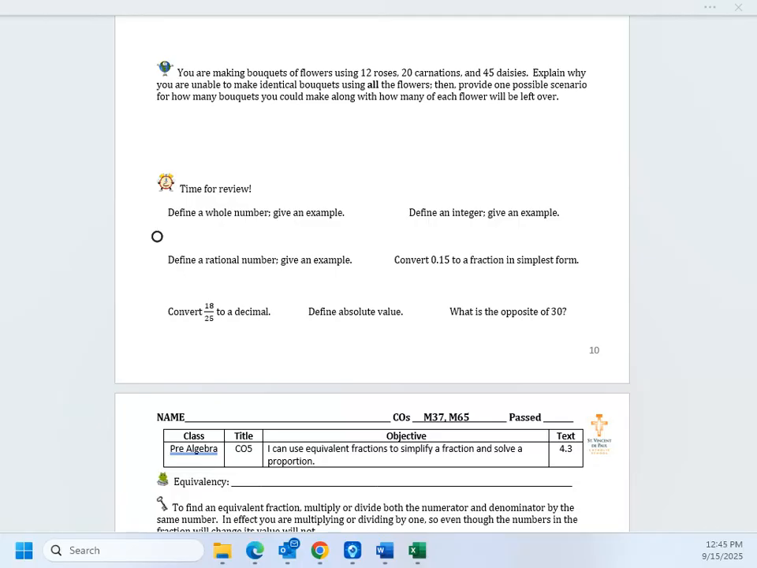The definition of a whole number is a positive number, not a decimal or fraction. Yeah, you have to put all of that. So Joe's got a good point. Should I write really big? I'm going to run out of room.